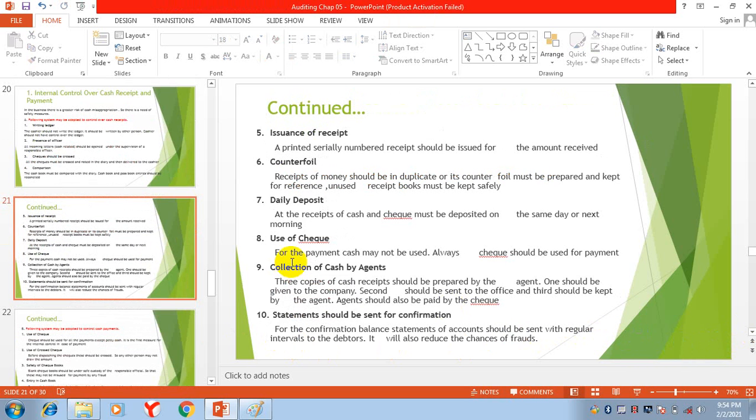Issuance of receipt. A printed, serially numbered receipt should be issued for the amount received. When an amount is received, a printed serially numbered receipt should be issued. So you will issue a receipt. The cashier should issue a receipt stating that this much money is received.